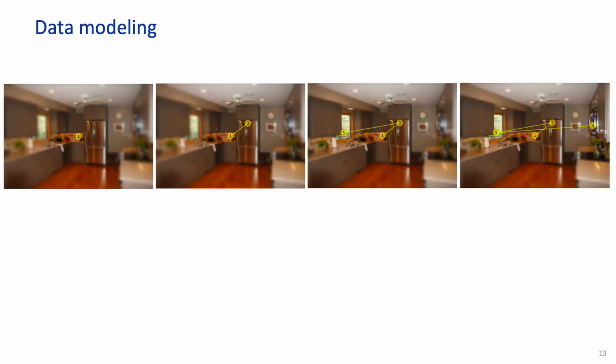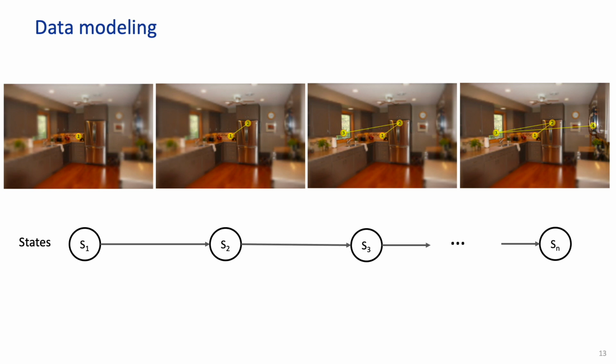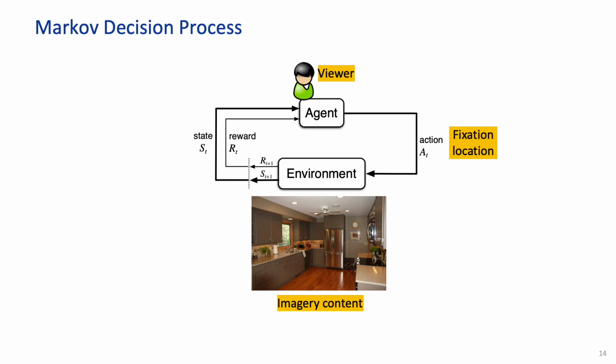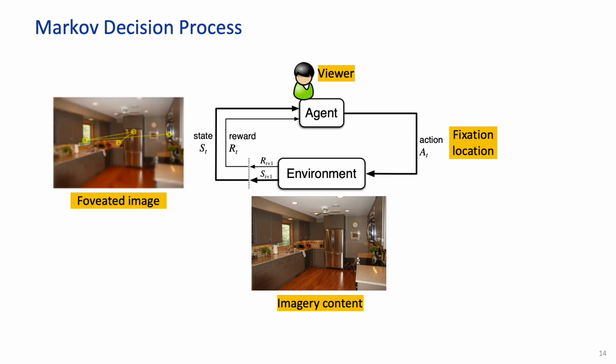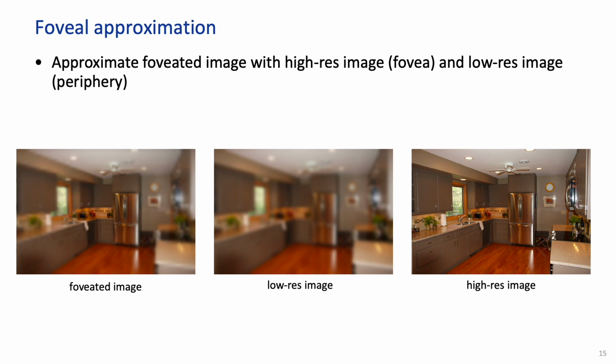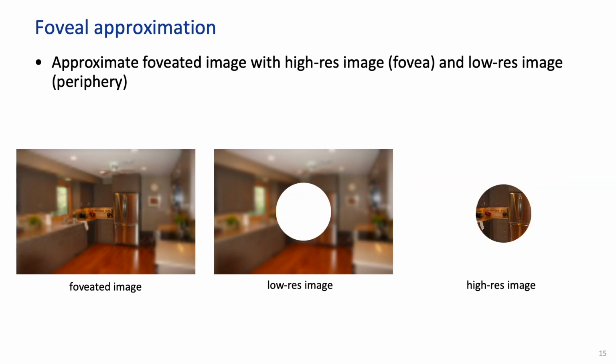This process can be considered as a sequential decision process, where we have a sequence of states, actions, and rewards. Such a decision process can be modeled as a Markov decision process, where the agent is the viewer, the environment is the image, actions are the fixated locations, and the states are the foveated images. For computational efficiency, we approximate the foveated image with a high and a low resolution image. In each fixation, we replace the low resolution image with the high resolution pixels at the fixated location.